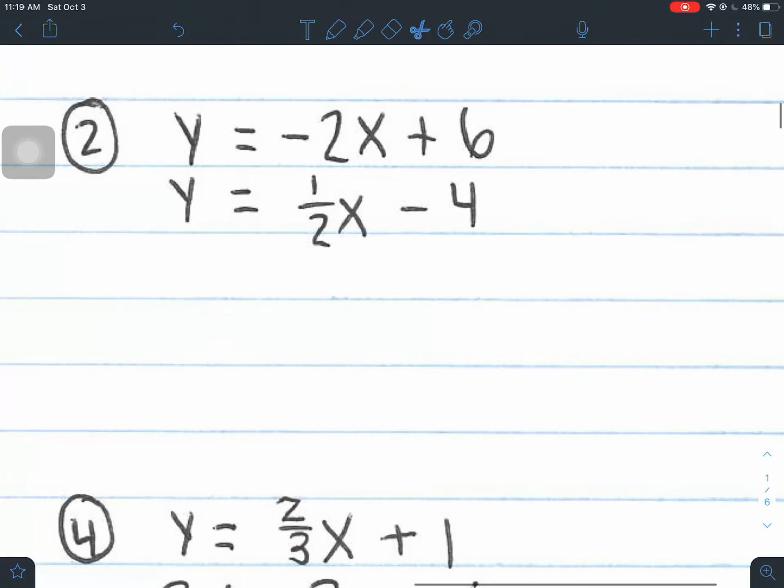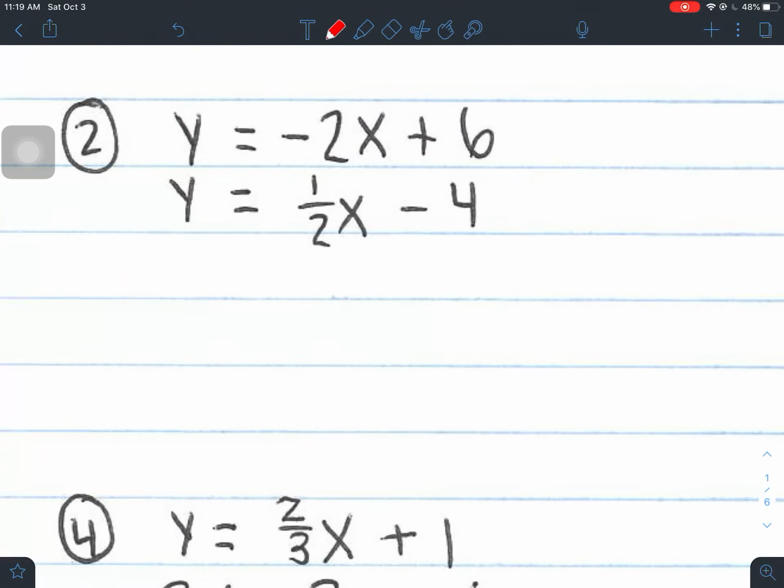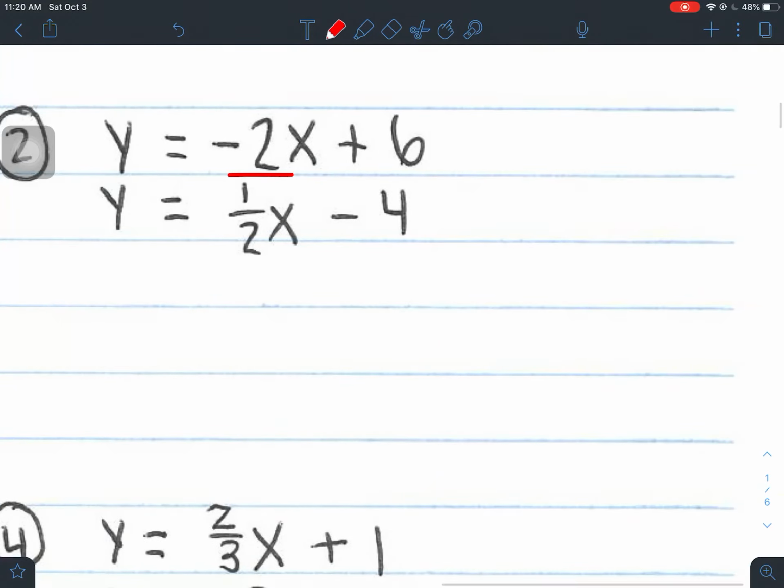Number 2, y equals negative 2x plus 6, y equals 1/2 x minus 4. Now, do I know the slopes of both of these equations without doing any work? Yes, because y is by itself, they're both in slope-intercept form. So the slope of my first equation is negative 2, because it's attached to the x. The slope of the second equation is positive 1/2. Are these slopes opposite reciprocals? Yes. That means that if they're opposite reciprocals, then they are indeed perpendicular.